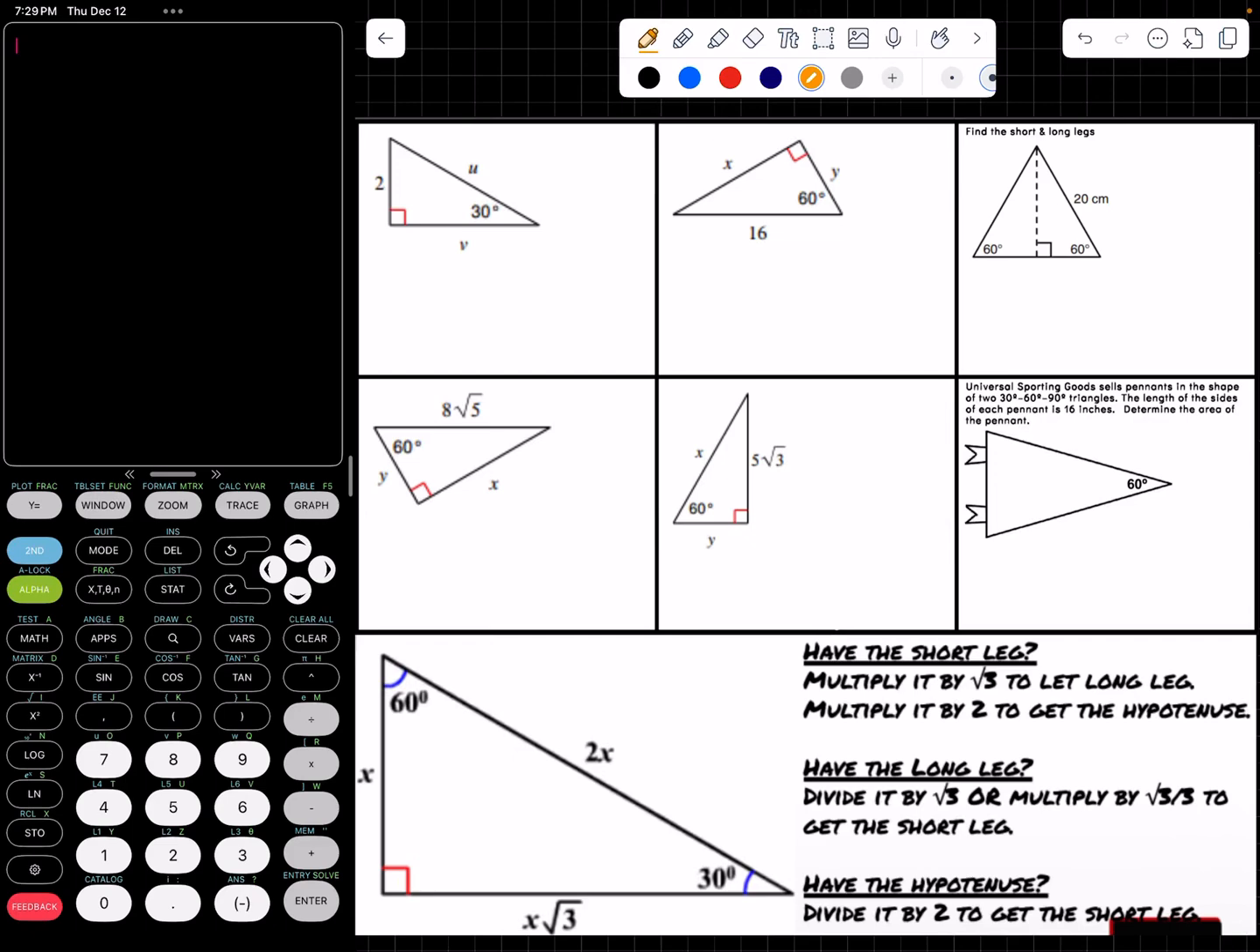Now that we have our rules, we want to be able to apply them. So what I've done is I've gone ahead and taken the rules, that way I have them all for each one of these 30, 60, 90 questions. So we'll dive right in.